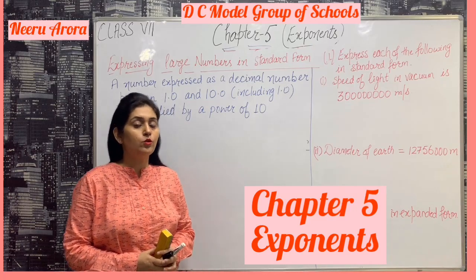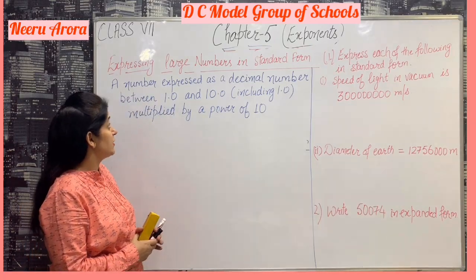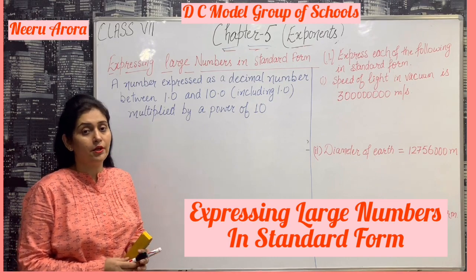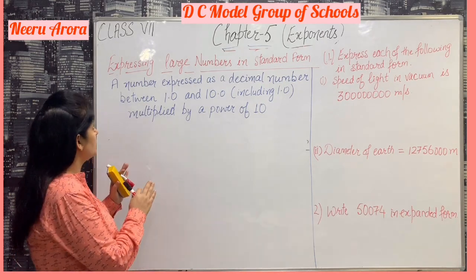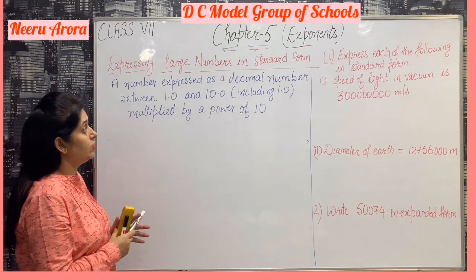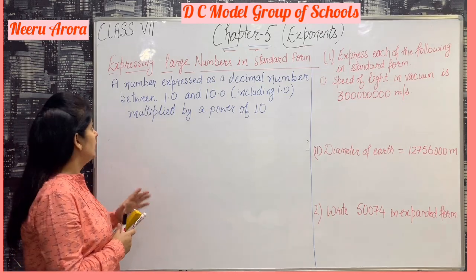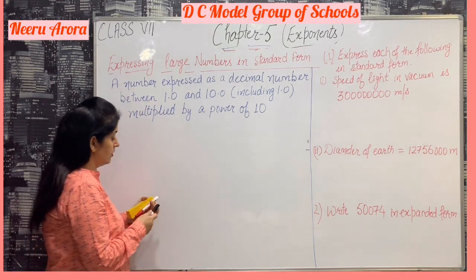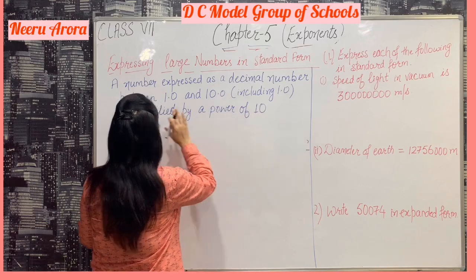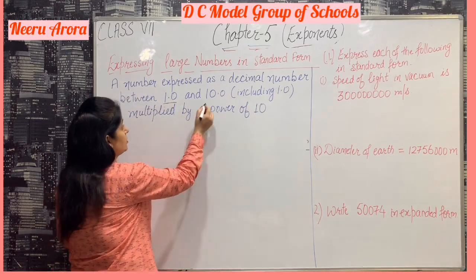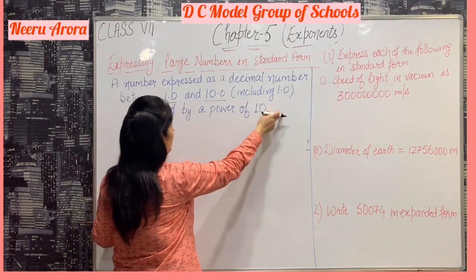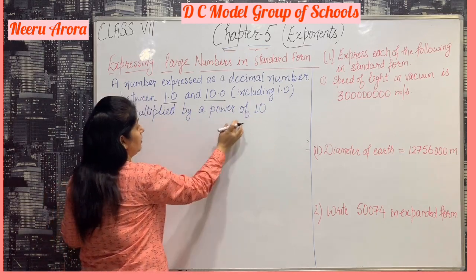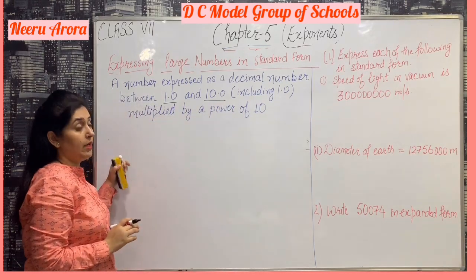Let's discuss a new topic, expressing large numbers in standard form. So how do we express large numbers in standard form? Let's understand this. A number expressed as a decimal number between 1.0 and 10.0, including 1, multiplied by a power of 10. I am repeating.